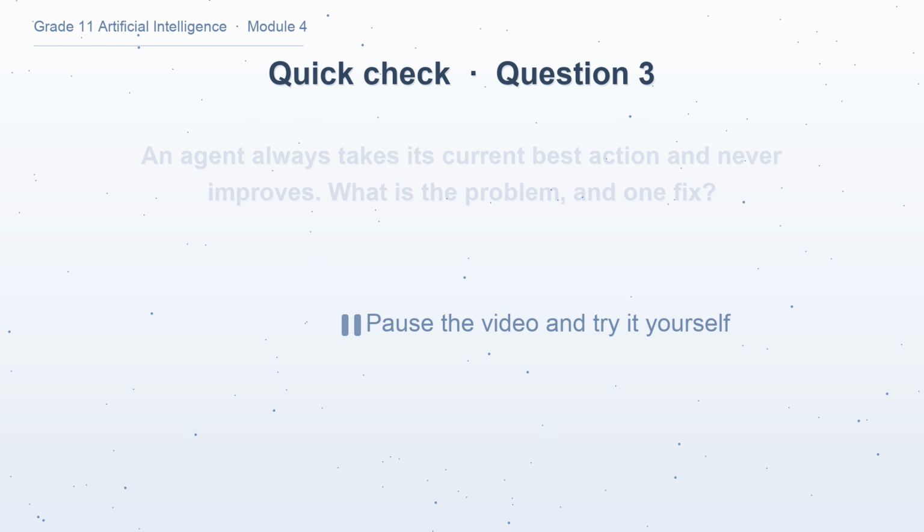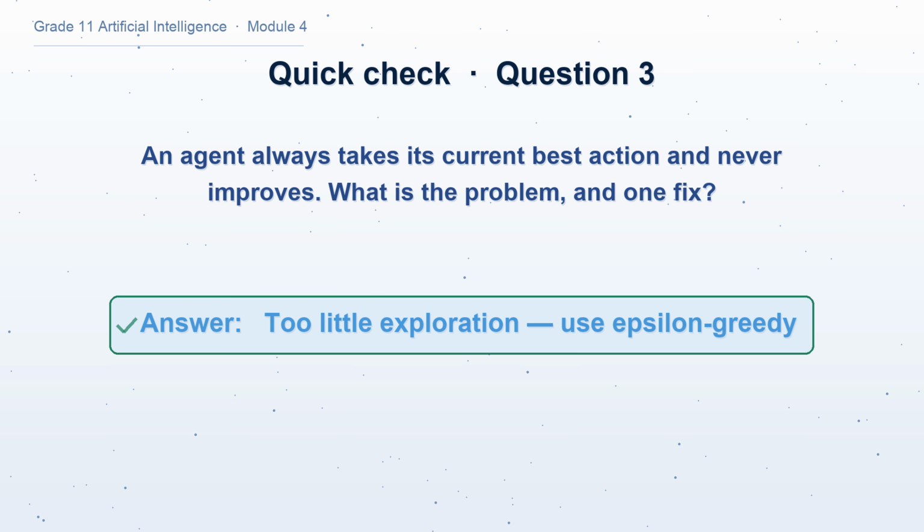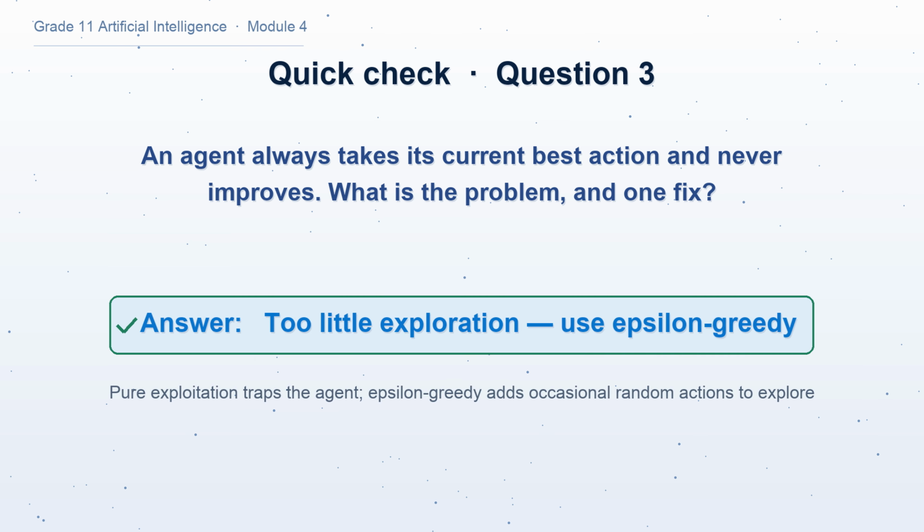Last question, and it ties the module together. An agent always takes its current best action and never improves. What is the problem, and one fix? The problem is too little exploration. By only exploiting, the agent never discovers a better action. One simple fix is epsilon greedy, where the agent acts at random a small fraction of the time, so it keeps exploring while mostly exploiting.